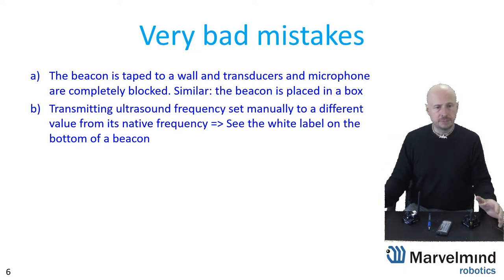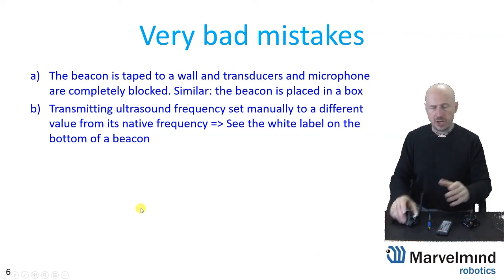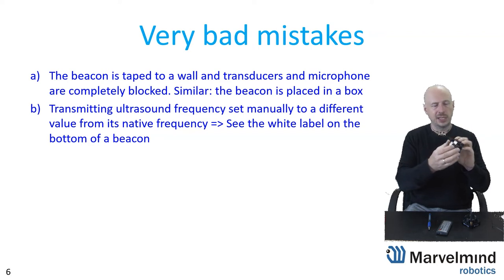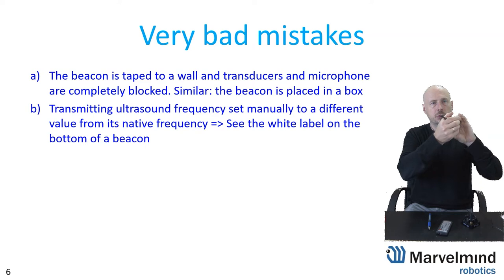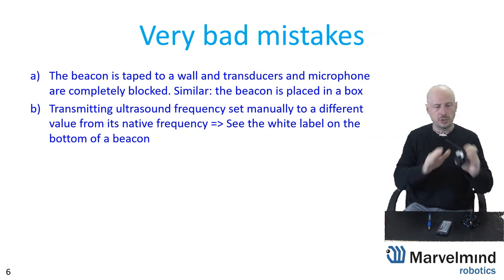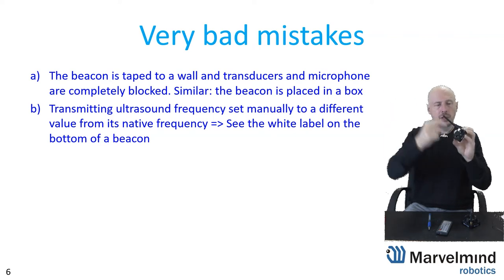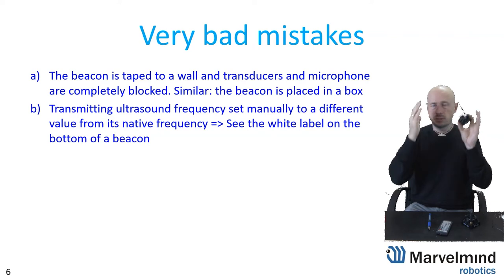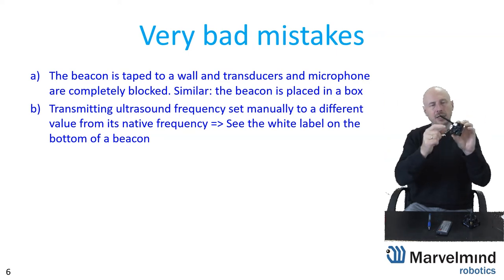Examples of very bad mistakes. Let me try to replicate them. The very bad mistake was accidentally discovered today: attaching the station beacon to the wall with tape. It's like saying, I don't hear, I can't see, because tape is not sound transparent. You completely block transmission and reception. So it means that the beacon cannot shout ultrasound, and cannot hear ultrasound at all. It may try, because the tape is not sealing completely, but it's a mess.